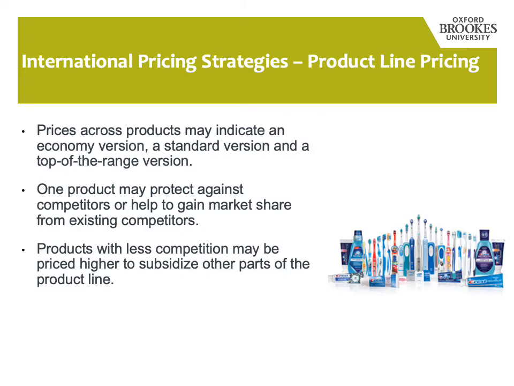International pricing strategies, product line pricing. Prices across products may indicate an economy version, a standard version, and a top-of-the-range version. One product may protect against competitors or help to gain market share from existing competitors. Products with less competition may be priced higher to subsidize other parts of the product line. Example: Procter & Gamble, P&G, Crest product line.